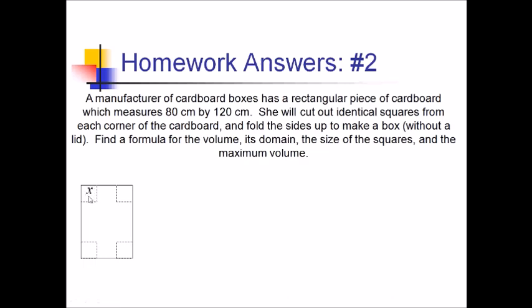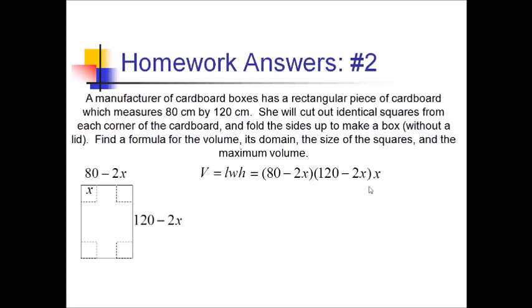That's also the height of the box. And then this side here is going to be 80 minus 2x, because we have 2 of these x length squares. And then this longer side we'll call 120 minus 2x. Volume in general for a rectangular prism is length times width times height. So that's going to be 80 minus 2x times 120 minus 2x times the height of x. So there's a formula for volume.